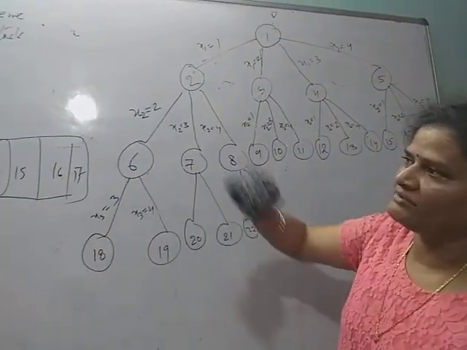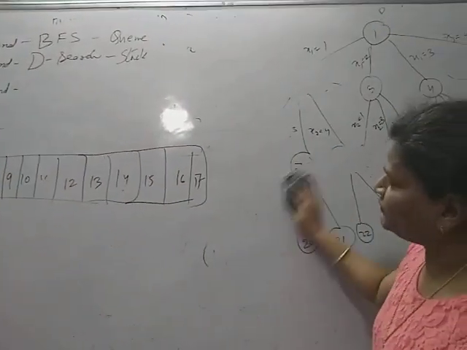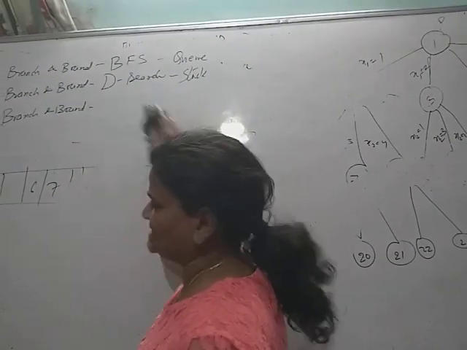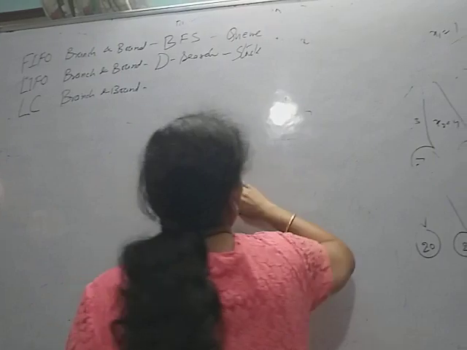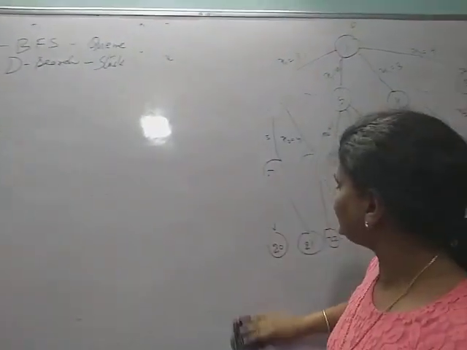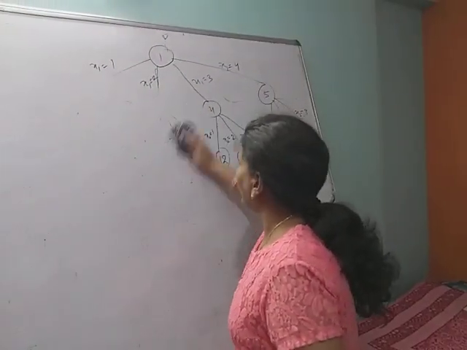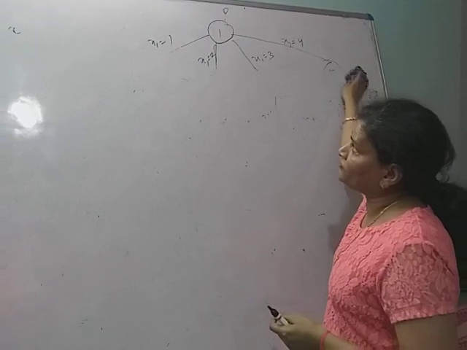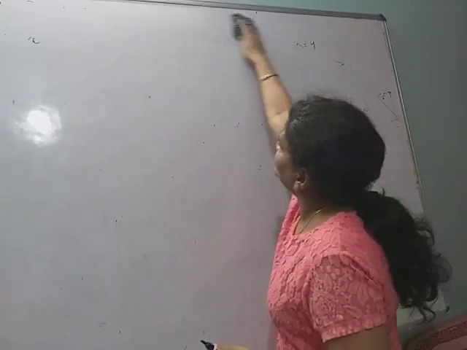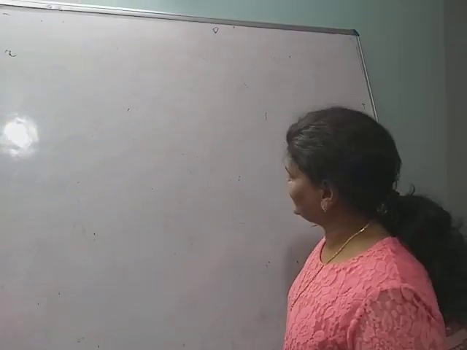Now the next is LIFO branch and bound. As the name suggests, this is also called D-search. The state space tree works in the last in first out manner, and here a stack is used. Stack is used means the list of live nodes, or simply the live nodes, are pushed onto the stack.